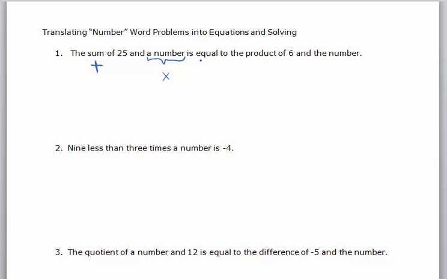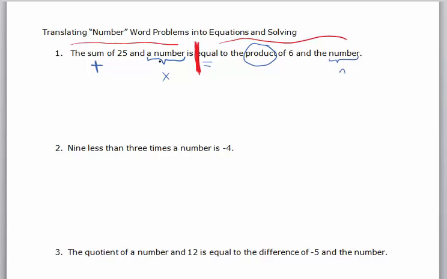Is equal to, of course, would be the equal sign. There's your product, that's going to mean multiply. And there's your number again. So what I do is, that's a lot to digest at first, right? So I'm going to draw my equal sign, kind of cut it off, and then just deal with the left-hand side and the right-hand side individually, okay?